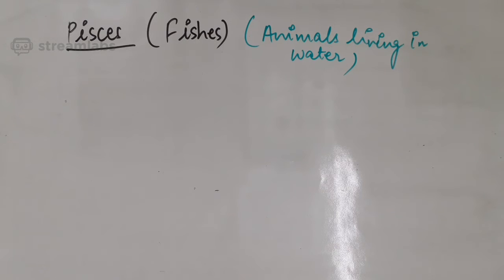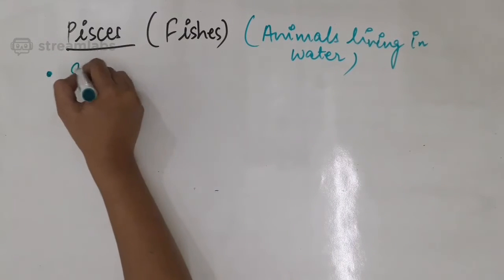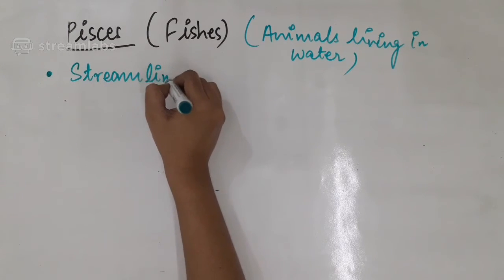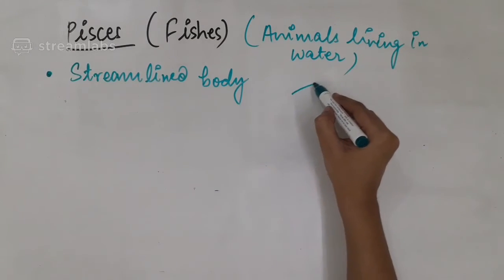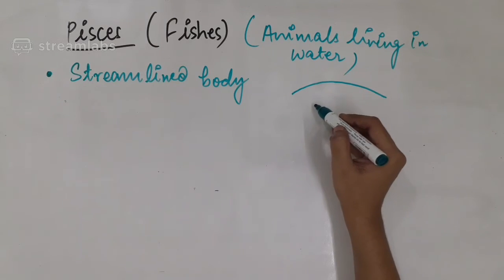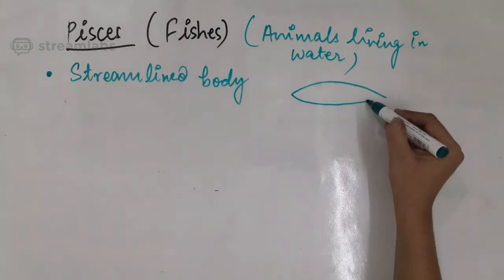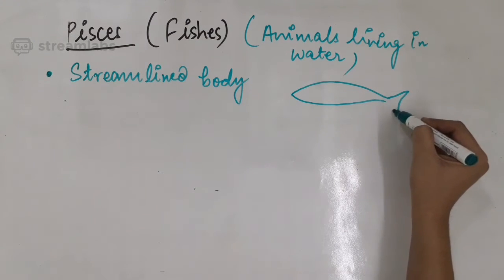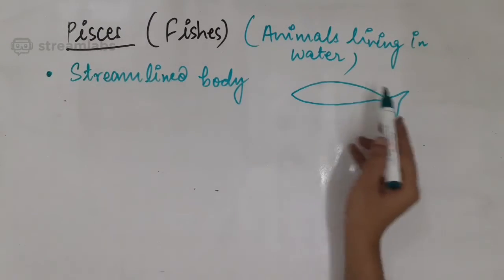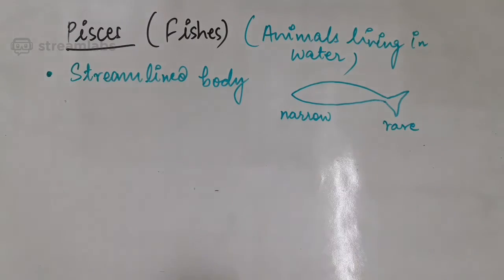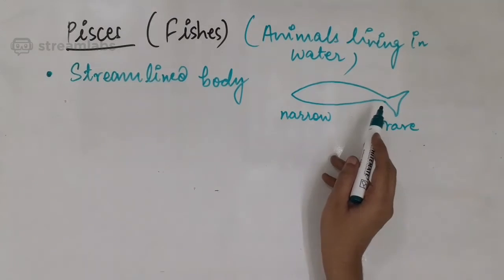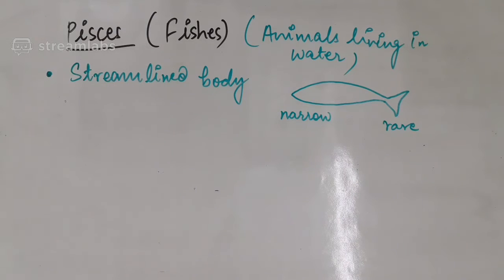Pisces are aquatic animals and have the following characteristics. Firstly, they have a streamlined body. That means their body is narrow in front and rear at the ends, like this. Okay, this is the front, this is narrow, and rear at the end. Such a body offers very little resistance to water while swimming.